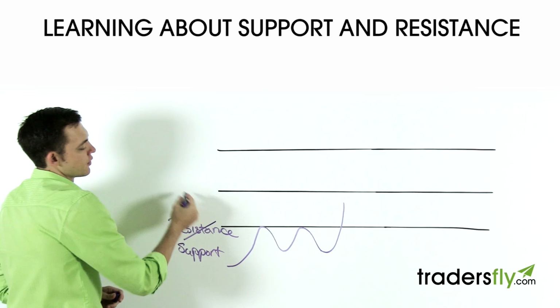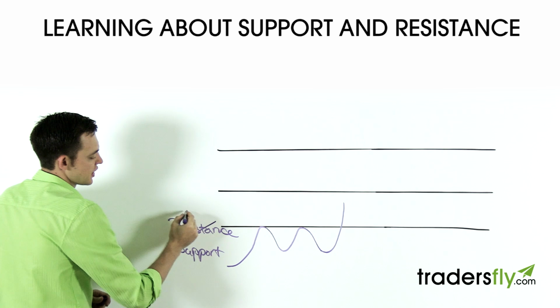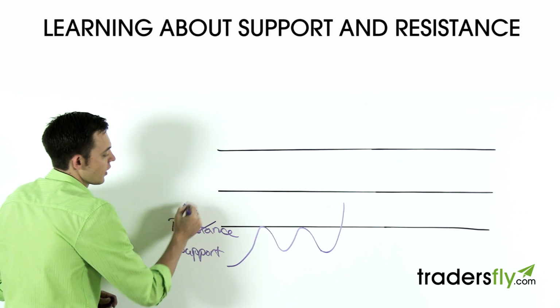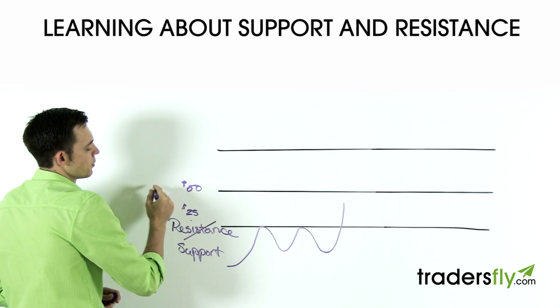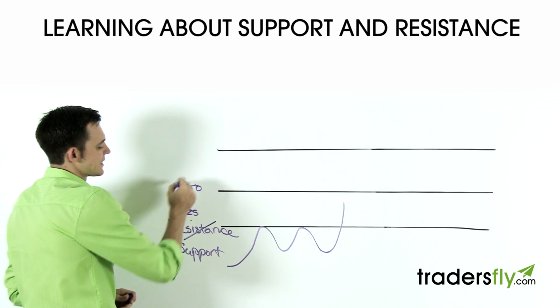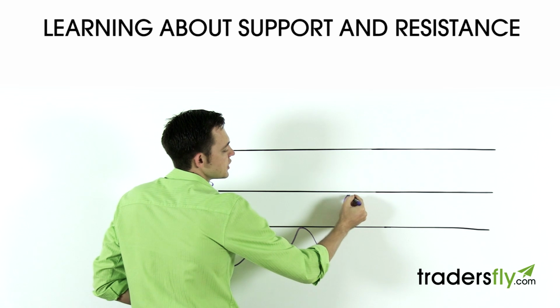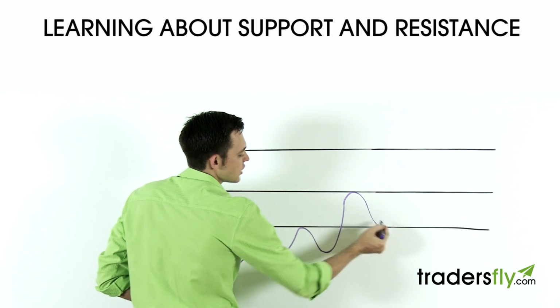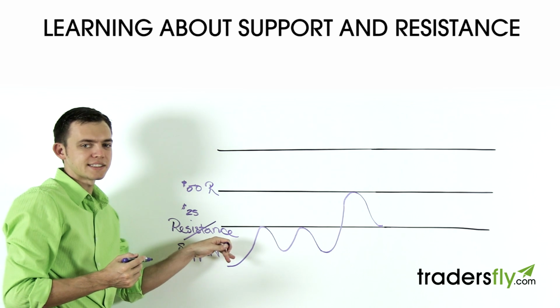Then we have a new level that it starts hitting. And this new level, let's say this first level was $25. This next new level is $50. And this will become our resistance line now. It starts coming up to $50, it's hitting it, and then it'll bounce off of our new support, which used to be our old resistance level.